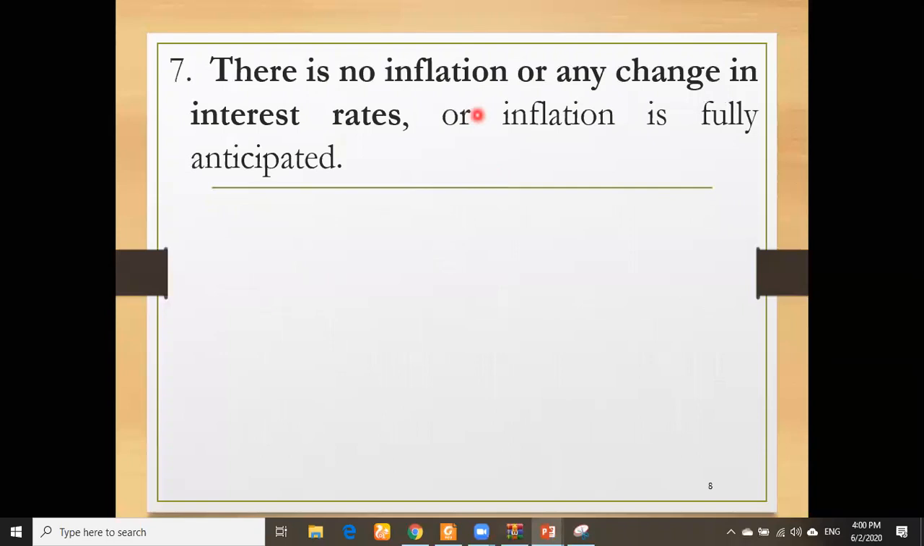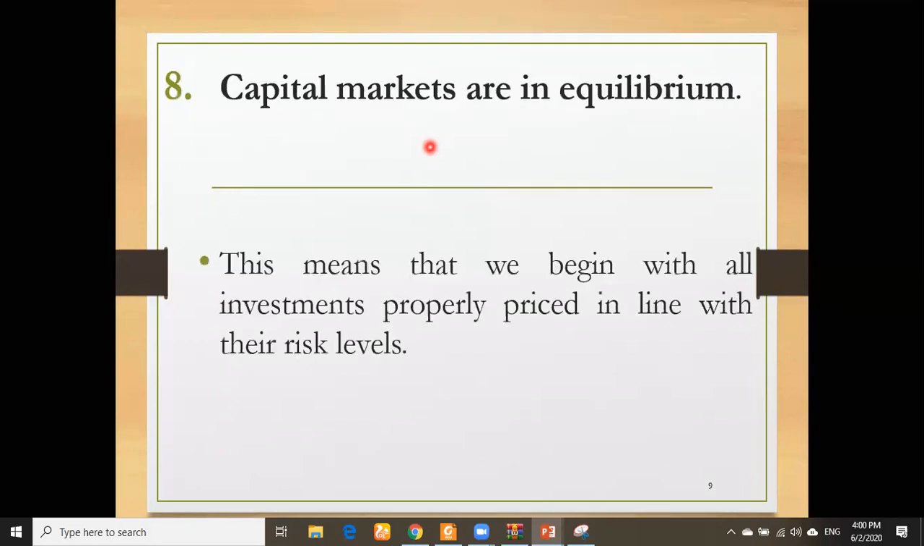Second last is that there is no inflation or any change in the interest rate. It means in the time period for which we are considering this capital theory, while trying to understand the rate of returns, we are considering that inflation and the interest rate will remain unchanged over that time horizon. There will be no change in inflation in that time period for which we are trying to calculate the rate of return. And the final assumption is that capital markets are in equilibrium.